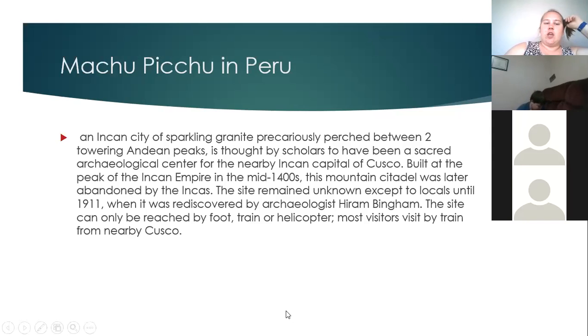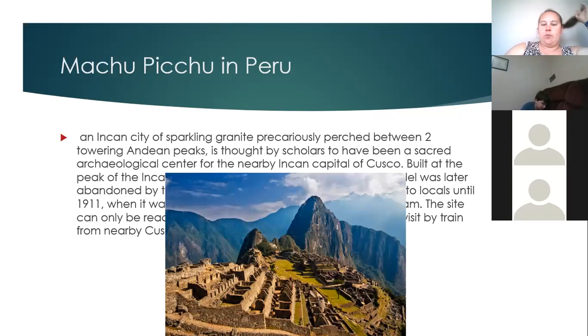So this was actually an Incan city many years ago. And this is a picture of what Machu Picchu looks like. How would you like to live in a city that's up in the mountains? It's between 2 peaks in a mountain. And like I said, this is one of the 7 wonders of the world. So there's Christ the Redeemer and Machu Picchu, both in South America.